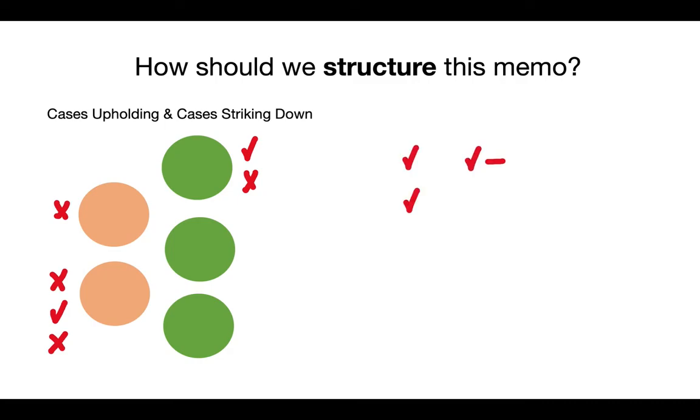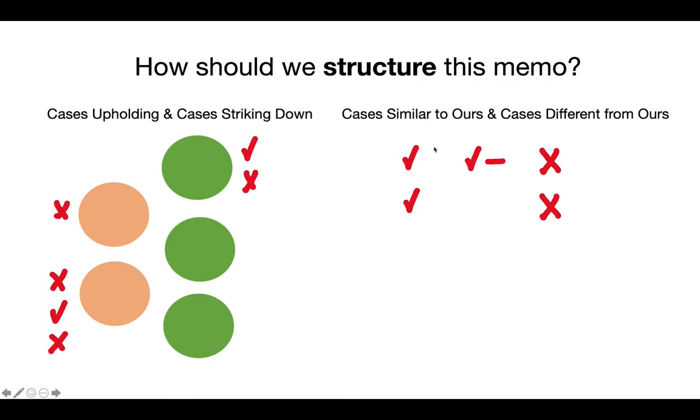Another way would be to think about cases that are similar to ours and cases that are different from ours. So let's say that all these check marks are cases that are similar to ours. So there's two cases that feel really similar, one case that's kind of mixed, and maybe two cases that are very different. Again, this is just my example. If you handled it that way, I think you would start out with cases that are the most similar to ours, and then move down and explain why the cases that are different are different.